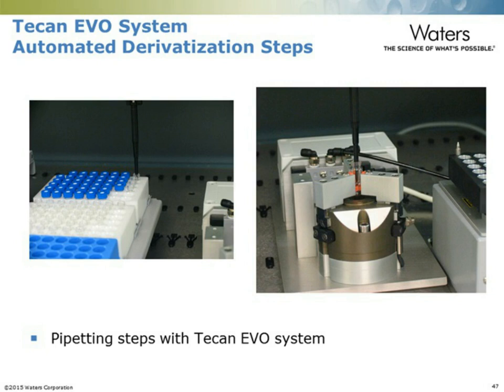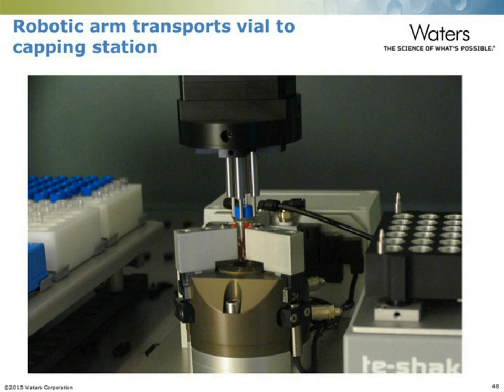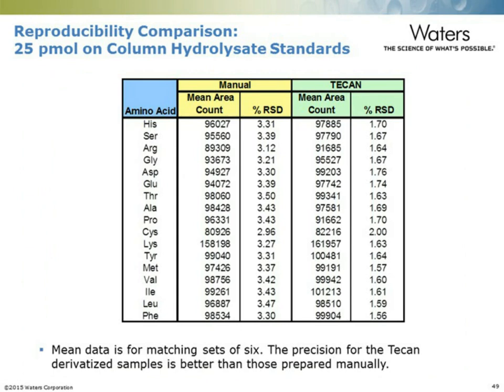Just to look at some of what the steps look like, the pipetting steps occur primarily in the system in a vial holder where the cap has been removed from the vial, and the mixing occurs by pipetting the samples up and down. The robotic arm puts the cap back on the sample and transfers the sample vial to the capping station. The results of this derivatization are, of course, identical to the results that you get with a manual derivatization.